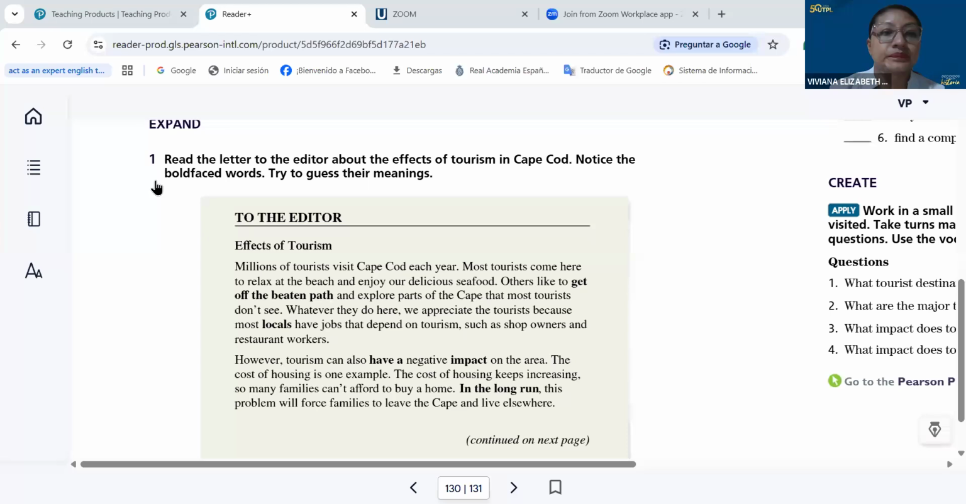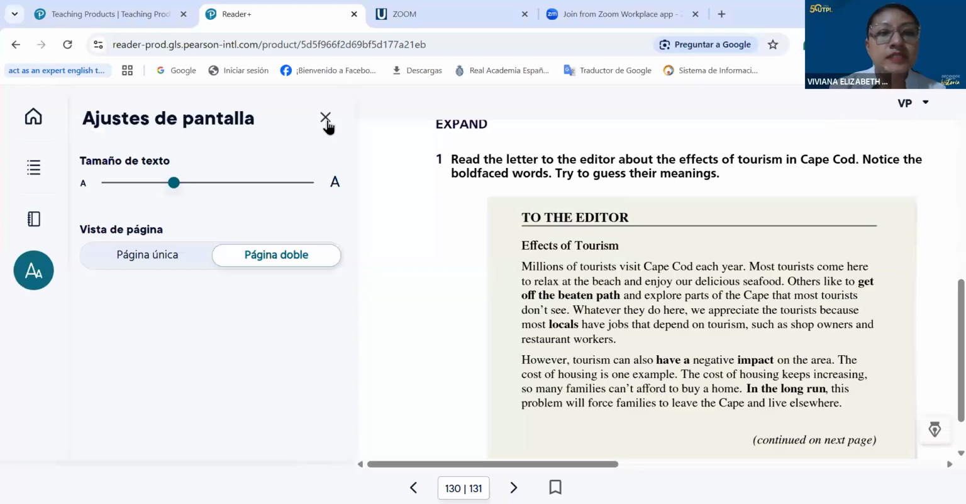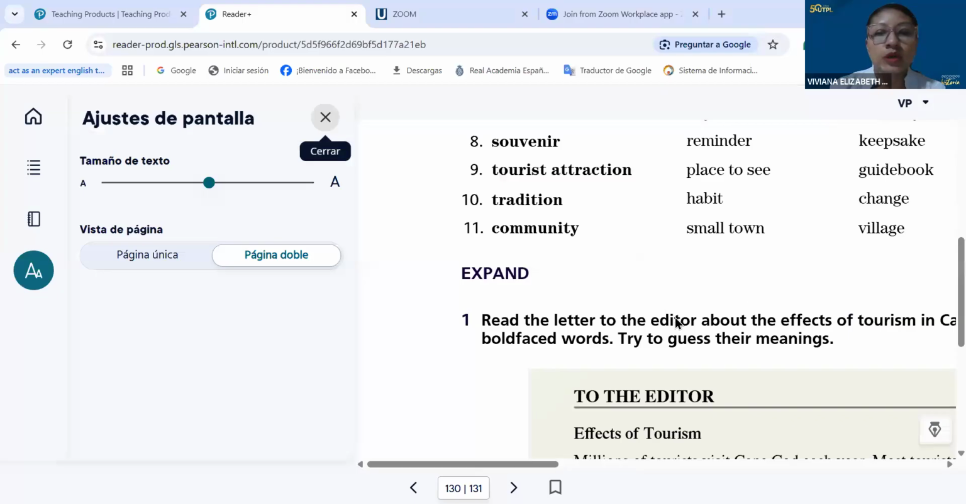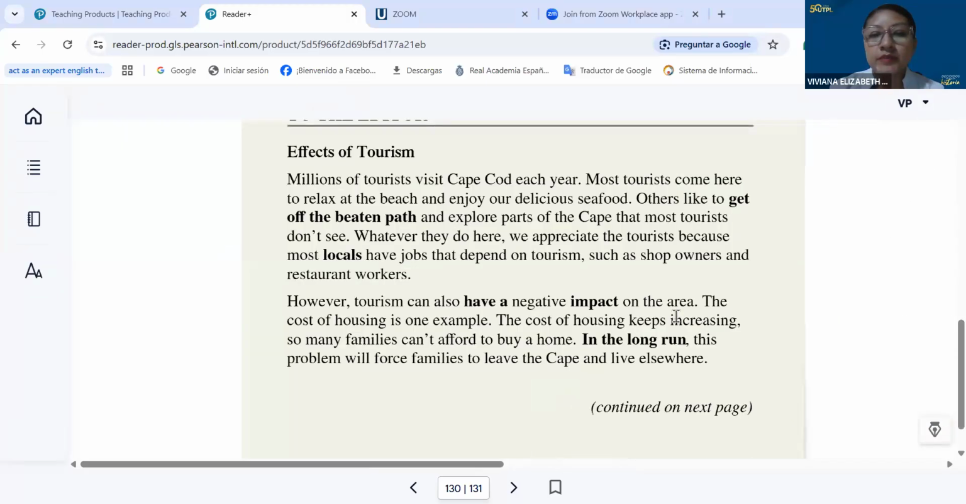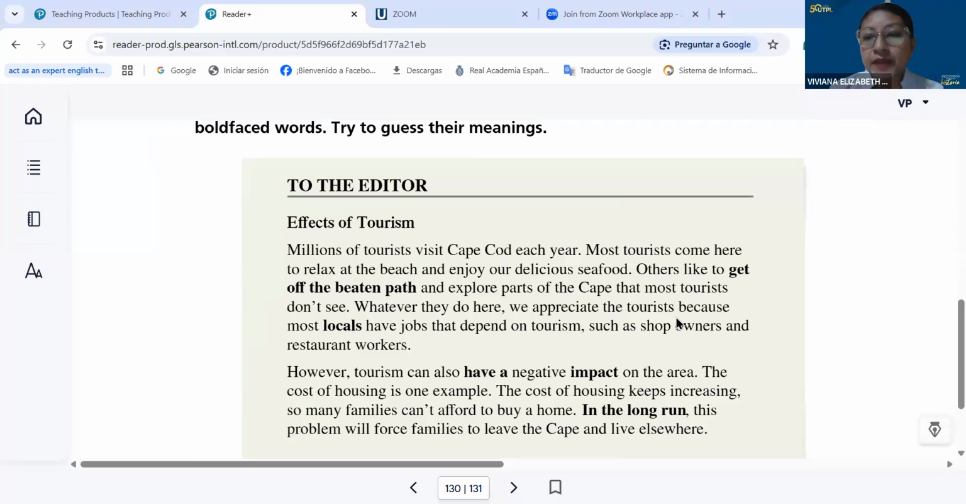Well, I'll ask some of you to read and continue the reading by paragraphs, okay? Let me ask Kayla Hidalgo, are you there? Yes, teacher. Okay, Kayla, help me, please. You are going to start the reading. Effects of tourism, the first paragraph, okay?